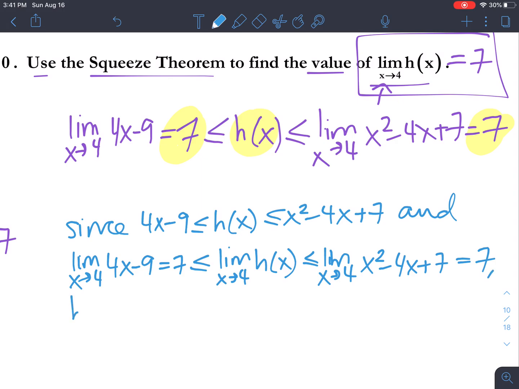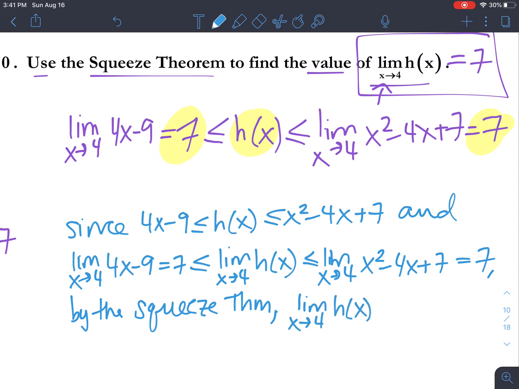By the squeeze theorem, the limit as x approaches 4 of h of x, this unknown function, we can conclude is 7. Oh, I meant to write, I'm sorry, this should say the limit as x approaches 4 up here of h of x. I'm sorry about that. Again, pause if you need to here. Since h of x is in between these two functions, and the limit of the first function was 7, the limit of the bigger function was 7 as well, and that limit was in between, then the limit must also be 7 of h of x as x approaches 4.